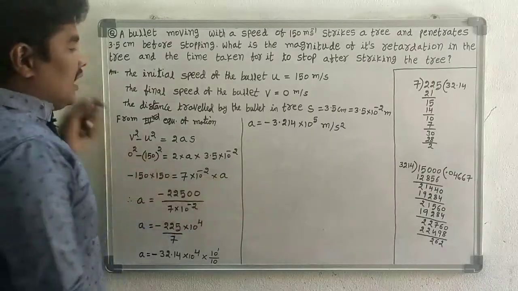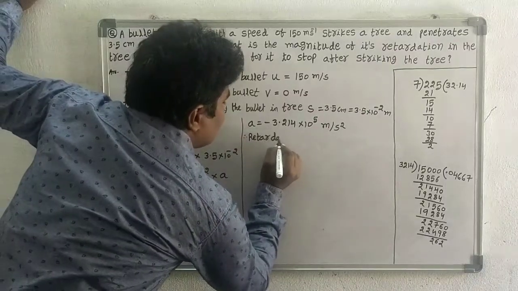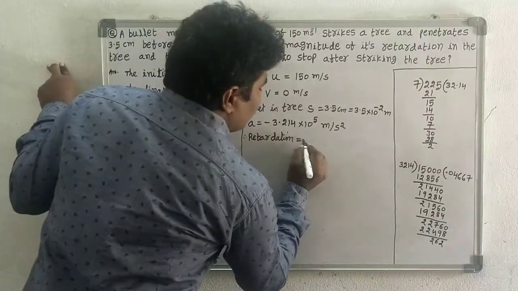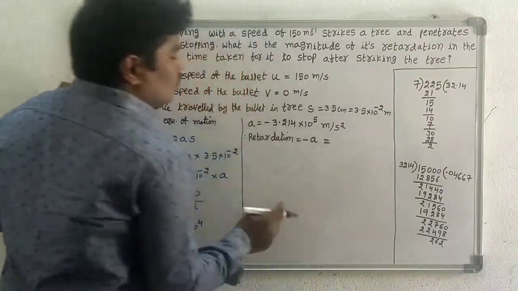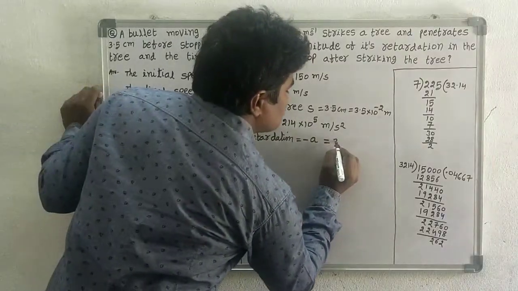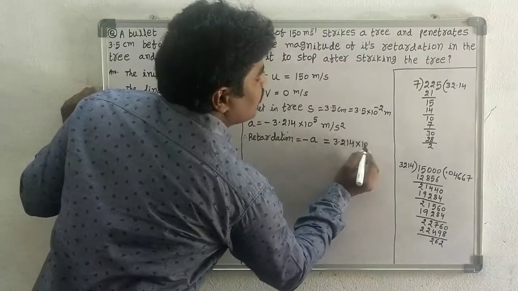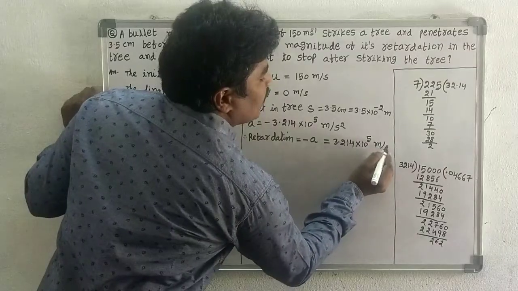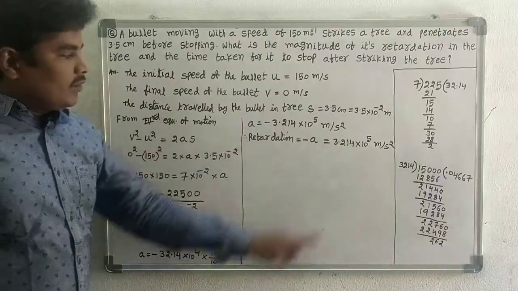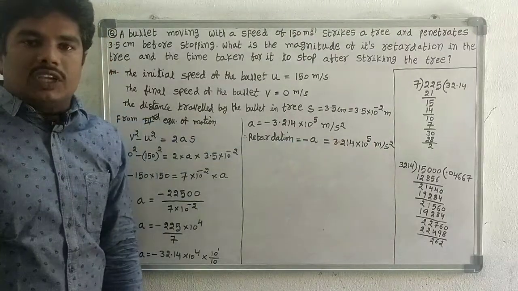Retardation is negative acceleration. Therefore, retardation is equal to minus a. This minus into this minus becomes plus. So the answer is 3.214 into 10 to the power of 5 meter per second square. That is the retardation.